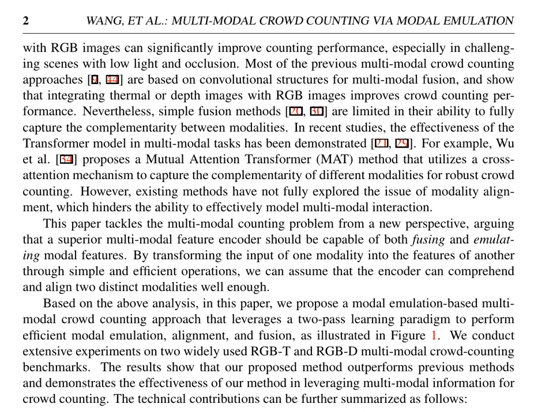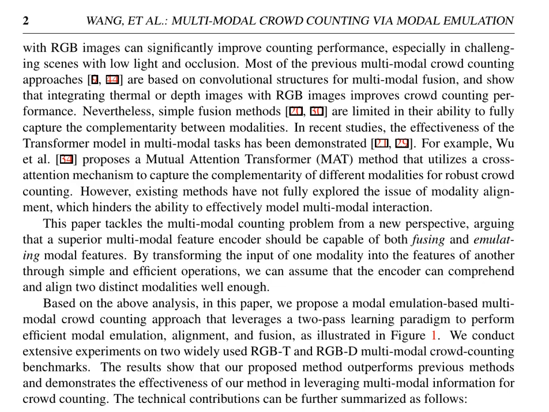Multimodal crowd counting approaches have shown improved performance when incorporating thermal or depth images with RGB images, particularly in challenging scenes with low light and occlusion. However, simple fusion methods are limited in capturing the complementarity between modalities. Recent studies have demonstrated the effectiveness of the transformer model in multimodal tasks, such as the mutual attention transformer (MET) method, which utilizes a cross-attention mechanism to capture the complementarity of different modalities.